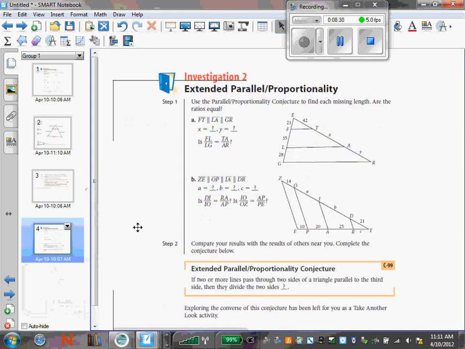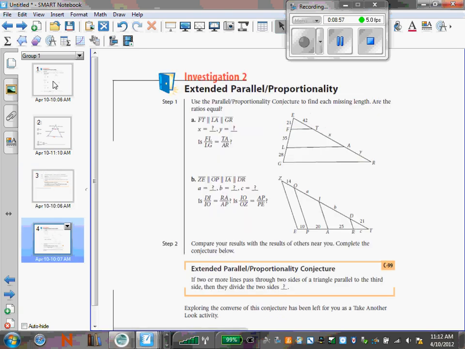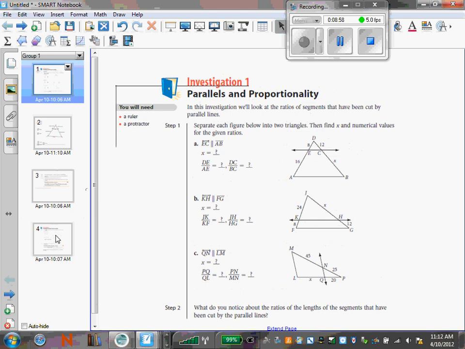And then the second investigation, look, there are two parallel lines. Do you think that then all of the side lengths will be in the same ratio or proportion? So I would like for you to look at this investigation and then fill in conjecture 99 as well. So complete conjecture 98, 99, and find the missing links in these two investigations.